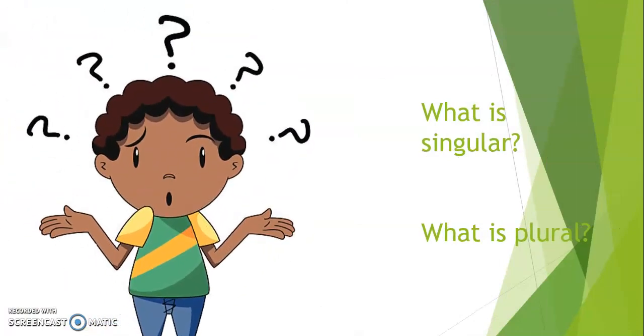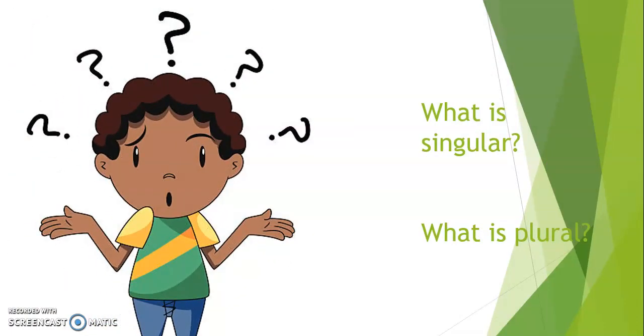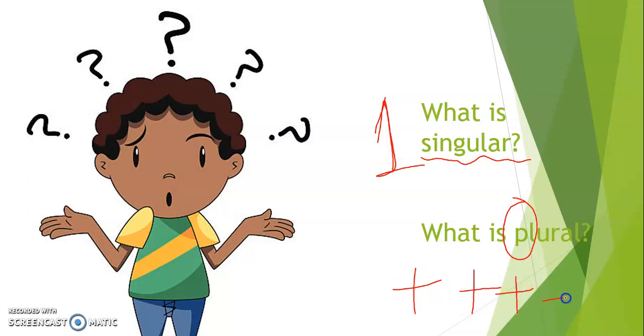Now, what is singular and what is plural? See, singular means one. Okay, and plural means two or many. You can keep in your mind with S for singular and S for single. Single means one. P for plural and P for plus. Plus means adding more. Okay, so singular means one, plural means adding more.